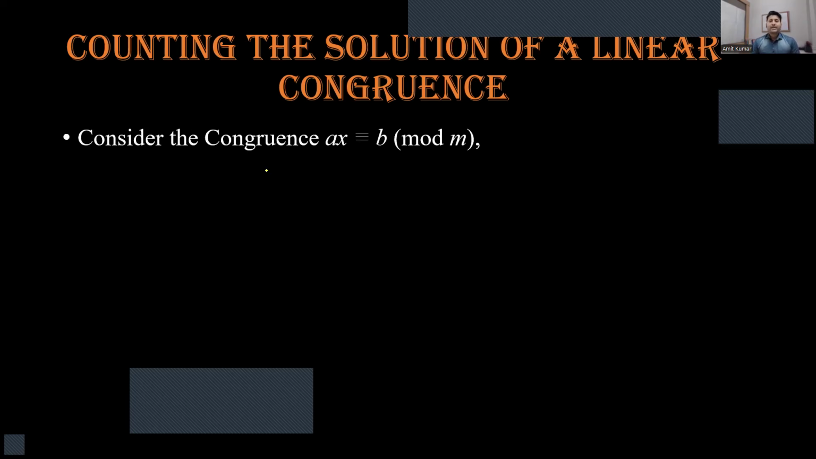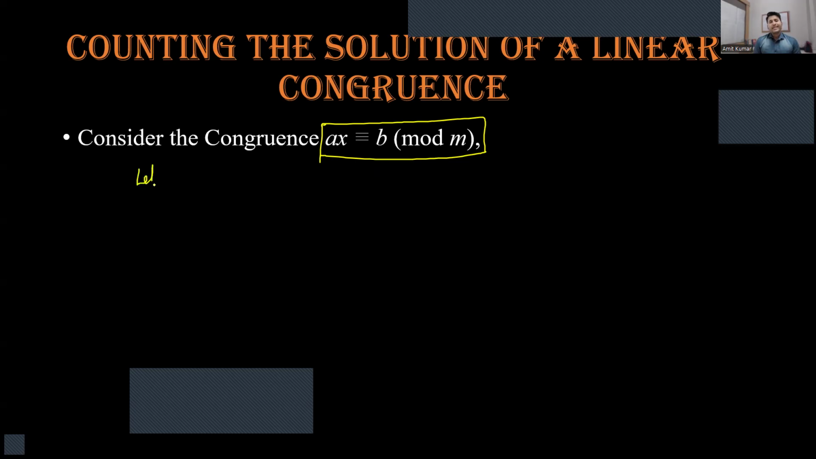So consider a linear congruence. The standard form of a linear congruence, as already discussed, is ax congruent to b mod m. We are interested to know how many solutions there are for this linear congruence. Does any solution exist or not? If yes, then how many are there in number? So let us see the concept.